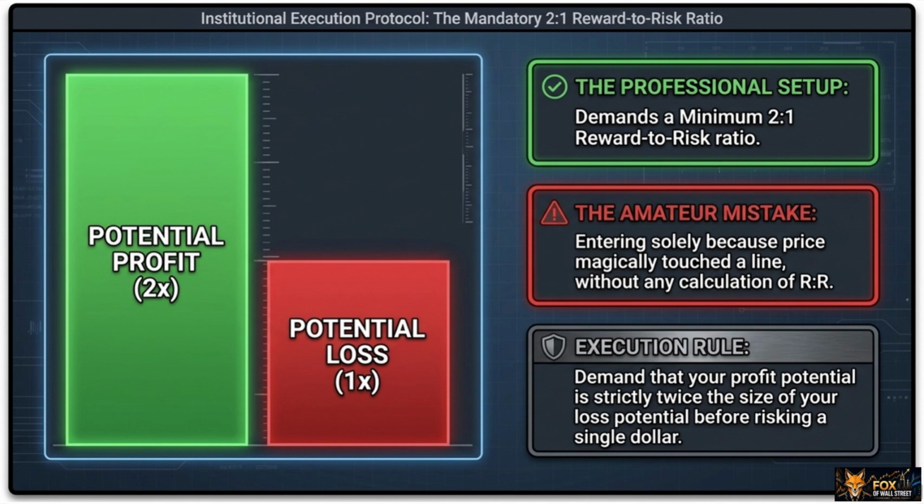The classic amateur mistake, entering a trade solely because the price magically touched a Fibonacci line without any calculation of risk or reward. You literally must demand that your potential profit is at least twice the size of your potential loss before you even think about risking a single dollar.